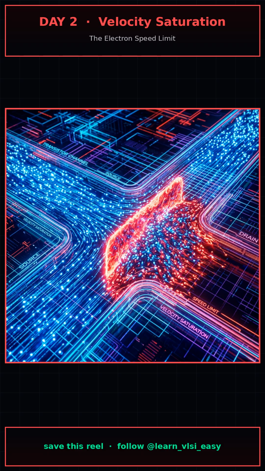Because the electrons can't move any faster, increasing the gate voltage yields diminishing returns in current. Velocity saturation forces modern transistors to behave more linearly rather than quadratically, completely altering the equations we use to model delay.